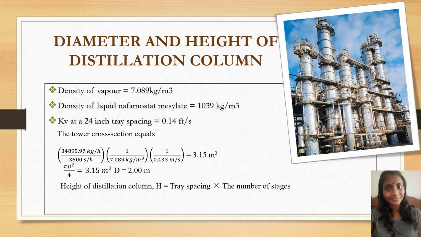Since the value of diameter is between 1 to 3 meter, so the tray spacing is 600 millimeter. Height of the distillation column is calculated by multiplying tray spacing, which is 0.60, with the number of stages, which is 8 stages. Finally, the height of distillation column of 4.8 meter is obtained.